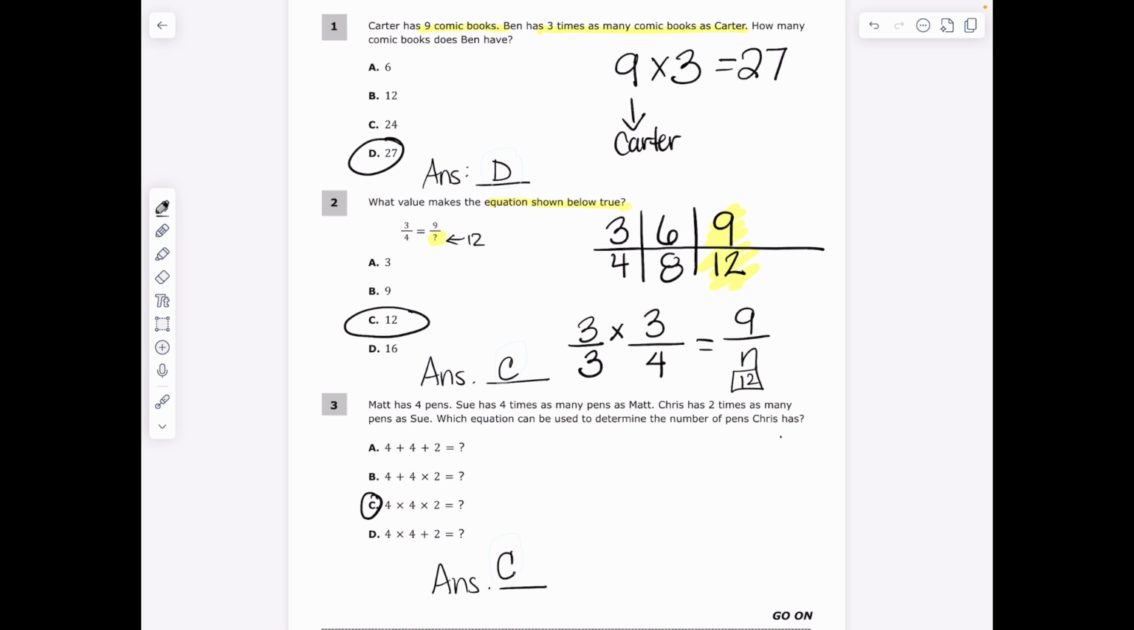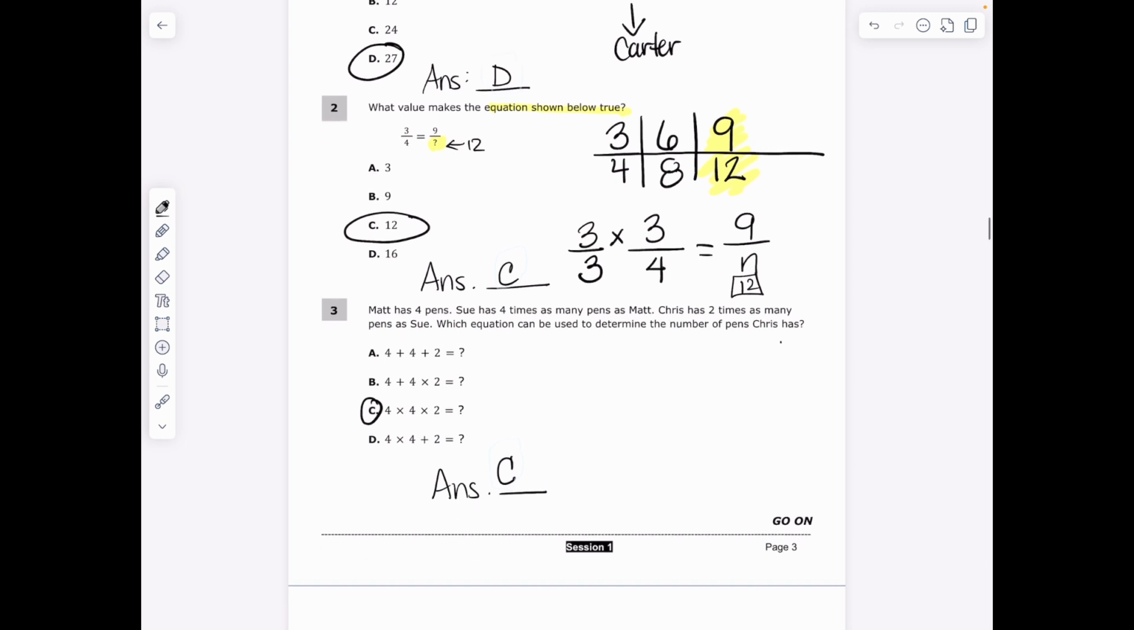Hey, pause. You can jot this down into your notes at any point in time. Let's look at number 3 now. Matt has 4 pens. Sue has 4 times as many as Matt. Actually, let's write it down this way. So here's Matt, here's Sue, and we're going to have Chris. So Sue has 4 times whatever Matt has, and then it says Chris has 2 times whatever Sue has.